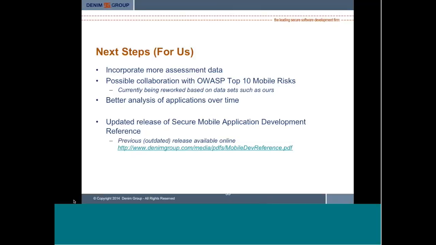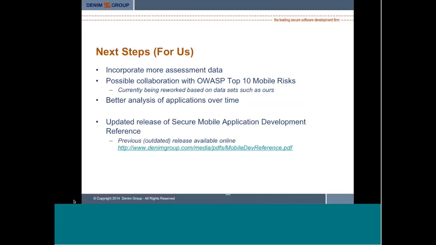Next steps for us, this is ongoing work for us. We're working to always incorporate more assessment data. We're also talking to the OWASP Top 10 Mobile Risks. As I said earlier, they're doing a lot of work to make that more data-driven. I'd also like to see us do a better analysis of applications over time, so that you can see: do mobile applications get better, or do the teams get better over time?